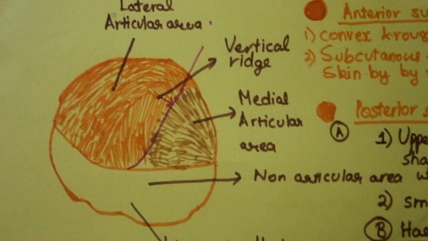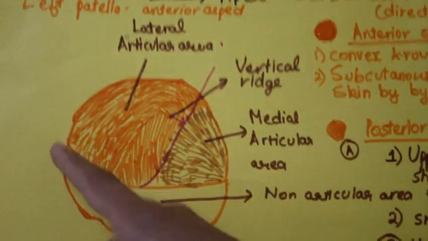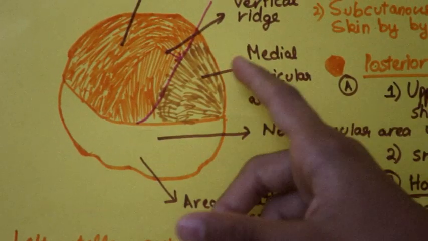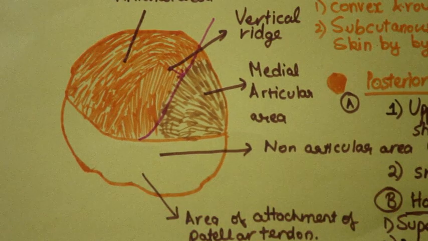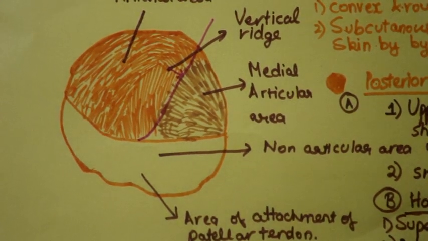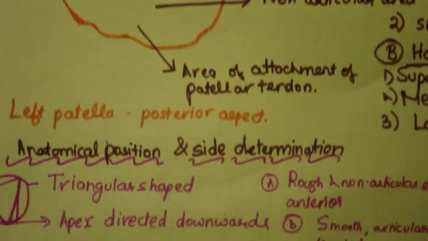It has three borders: superior, medial and lateral. On the superior border, you have the lateral articular area here. You have the medial border and the lateral border. This is the left patella and its posterior aspect. Now let me explain the anatomical position and side determination.